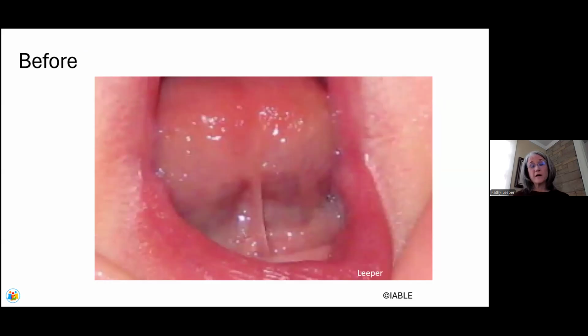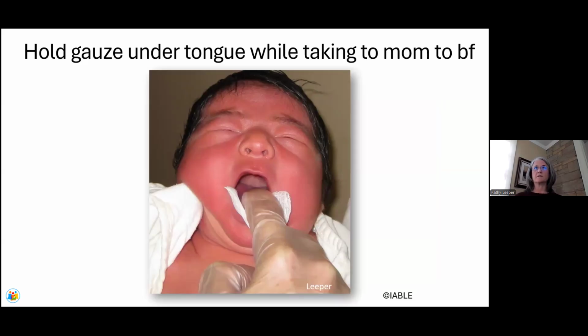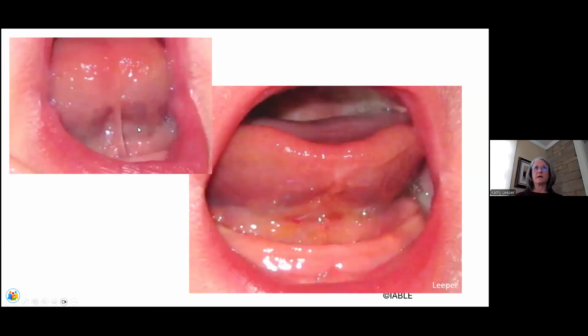And here's a good place to point out, no one has described the best way to do a frenotomy. Some people go closer down here, some people shoot for closer to the tongue. No agreed upon best way. So here is a different example of a baby's frenulum and where I'm going to snip it, and then we hold some gauze under the tongue while we take mom into breast or take the baby to mom to breastfeed.